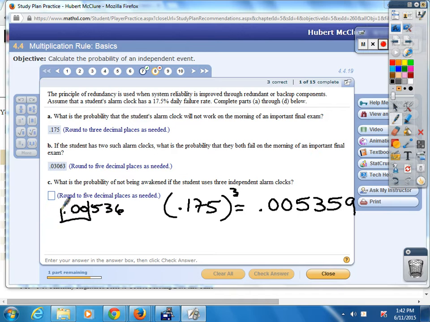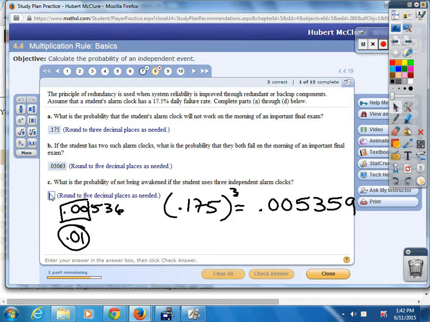Now, technically, you could write the 0.01. I think I would, at this point, email the company of the 3 alarm clocks and say, y'all suck. Because I got a 1% chance of not being woken up with 3 alarm clocks. I think that's pretty bad. They'd probably send you a brand new alarm clock that is super accurate. 0.00536.